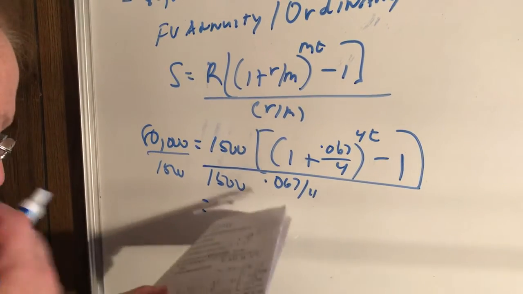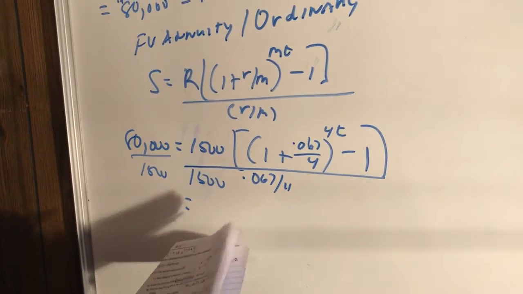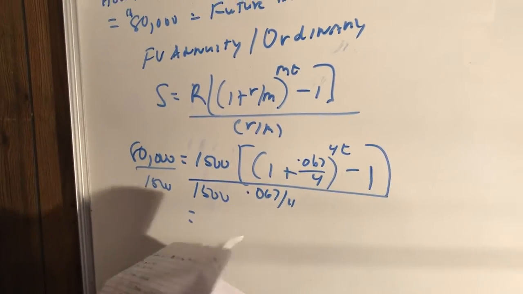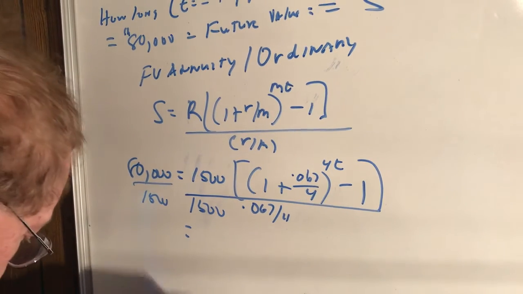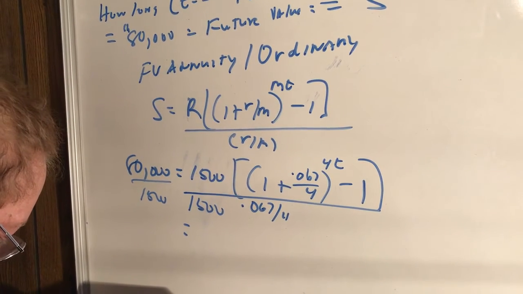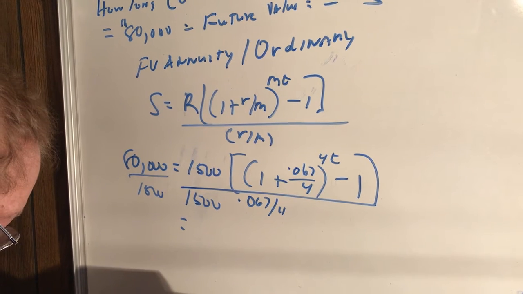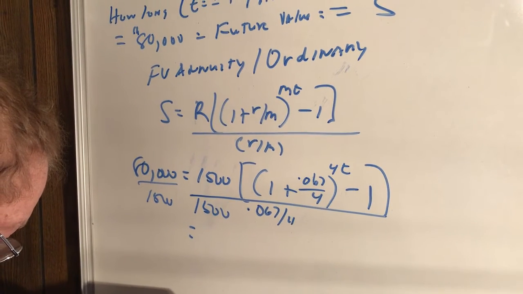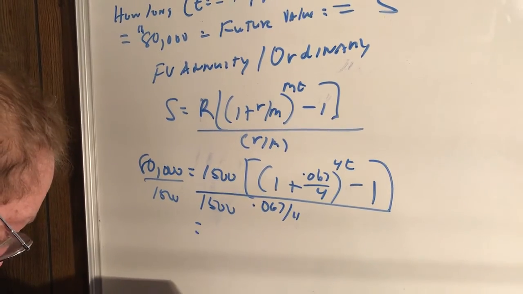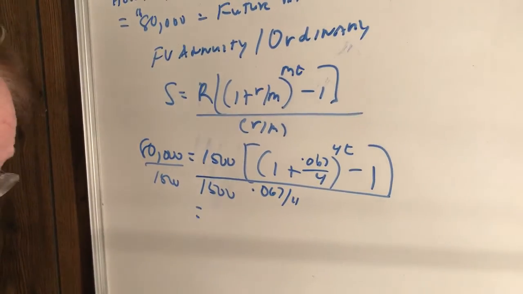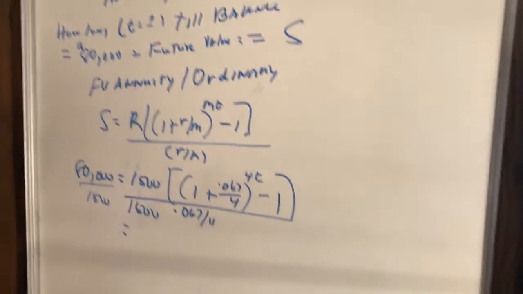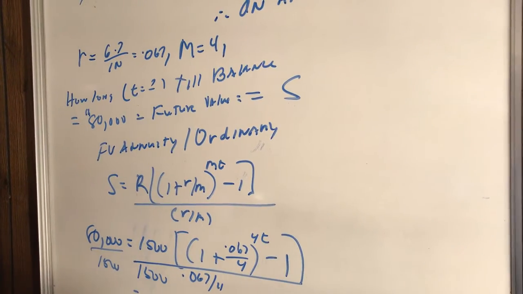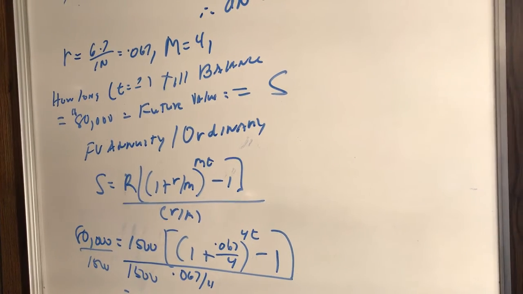All right, let me get to my calculations here. 80,000 over 1,500. You want to put that in the calculator? Let's see, 80,000 divided by 1,500.